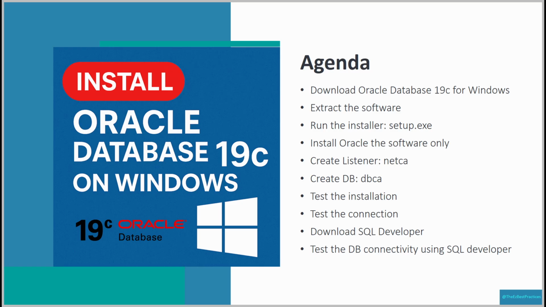Okay, here is the agenda. We'll see how to download the Oracle Database software. We're going to extract it and run the installer. We're going to install the software only. After that, we will create the listener and we will create the database and we will do some testing. Then we're going to download SQL Developer and test the connectivity using SQL Developer. So let's get started.